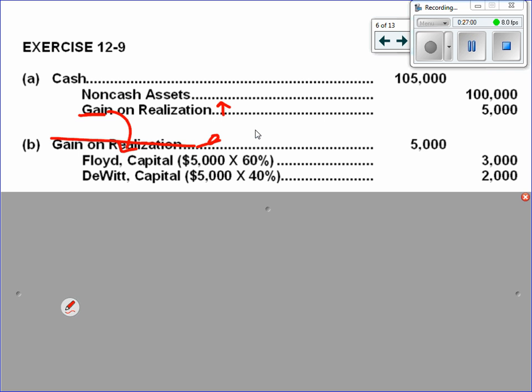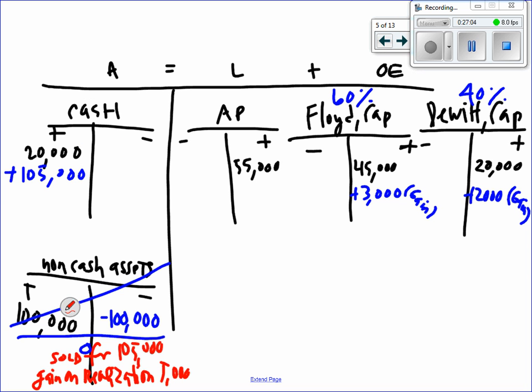Next transaction, what are we doing? Third step, paying our bills. We're going to pay our bills. Well, if we want this 55 to be 0, we have to debit it for 55. How do we pay our bills in a liquidation scenario?